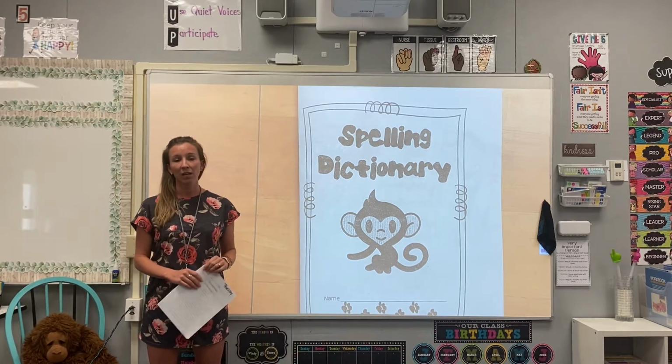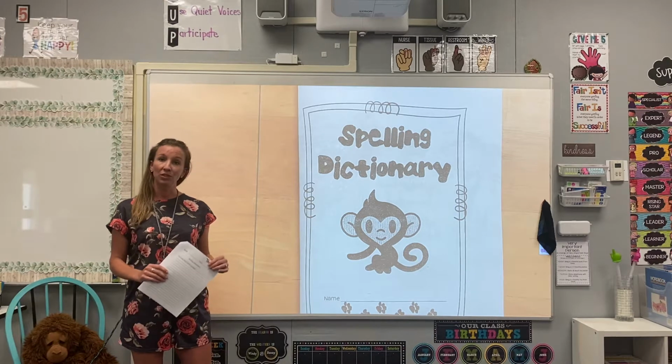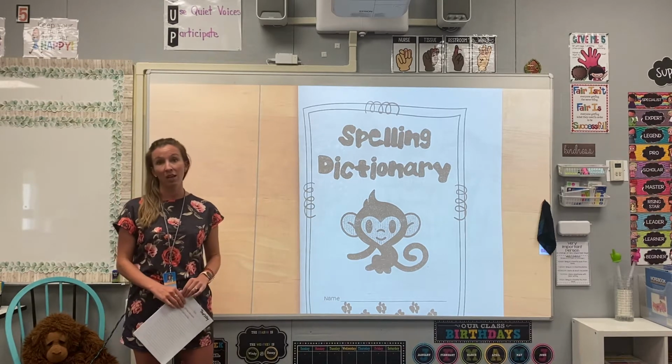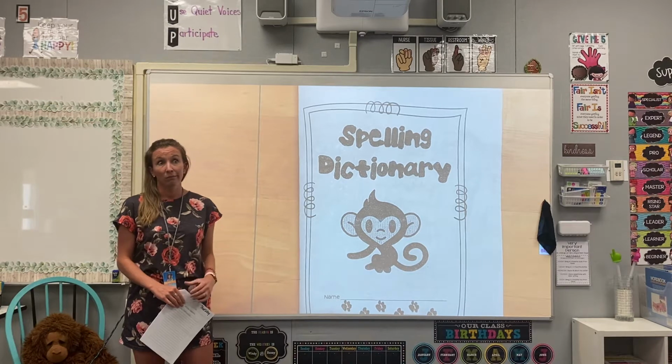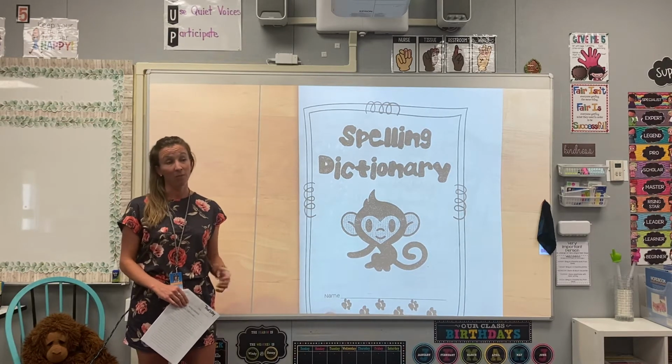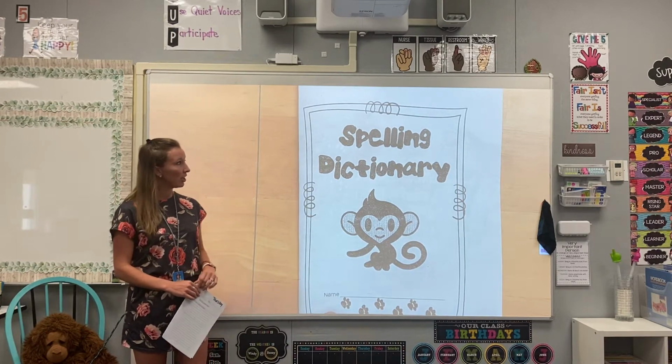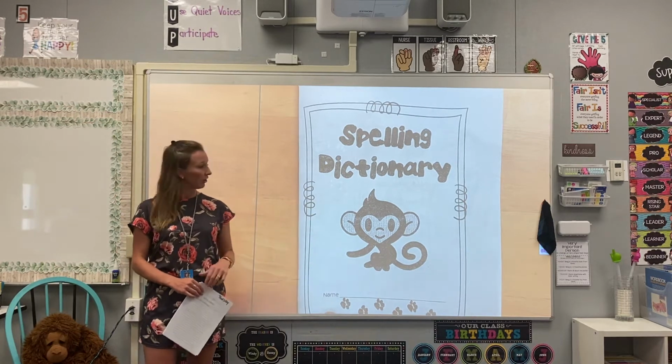So today, Mrs. Grant and I want to go over a couple things that you can do in case you get to that point in your writing this week where you get to a tricky word that you don't know how to spell. So we wanted to share a dictionary that went home in your folders this week. You might have already found it.